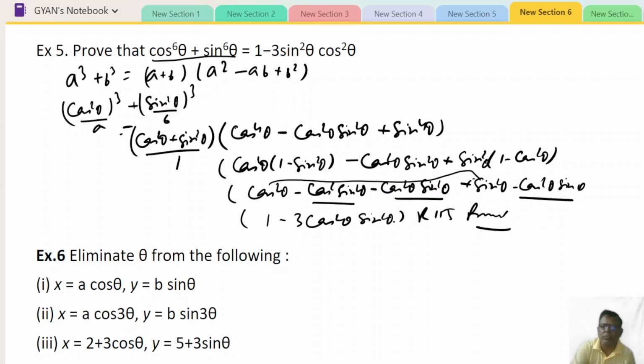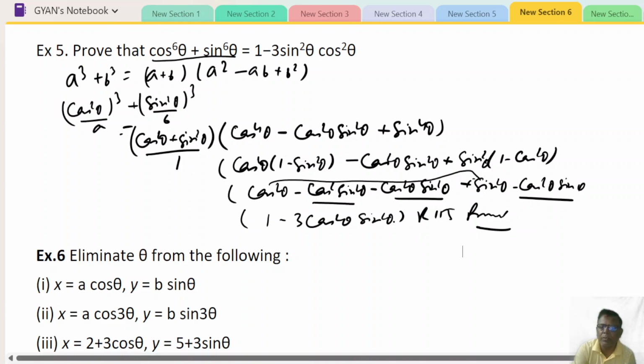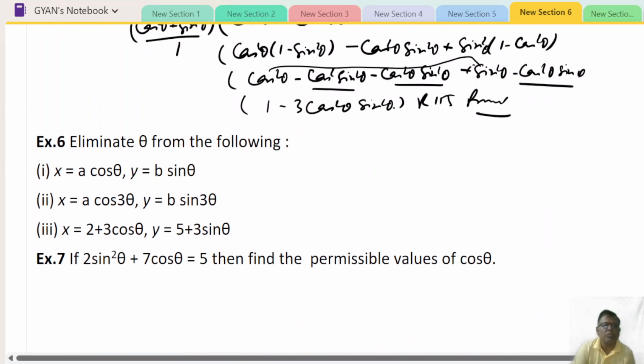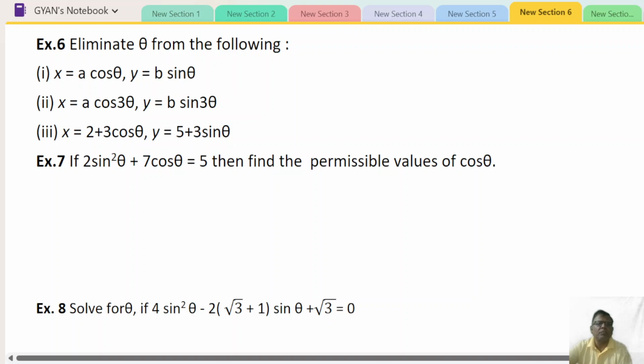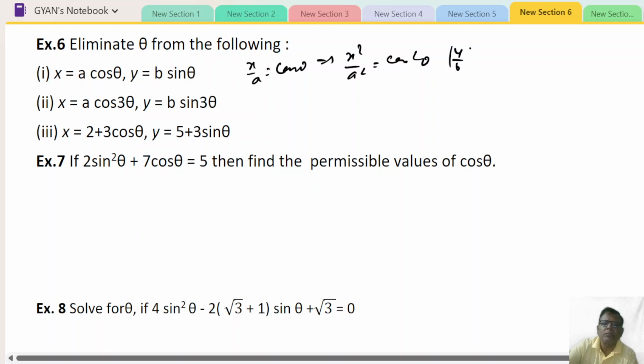Now the sixth question. The sixth question says you have to eliminate cos theta and sin theta. How can you eliminate them? By sin square theta plus cos square theta. So convert into sin square theta and cos square theta. So x by a is equal to cos theta, then x square by a square is equal to cos square theta. Similarly, y square by b square is equal to sin square theta.